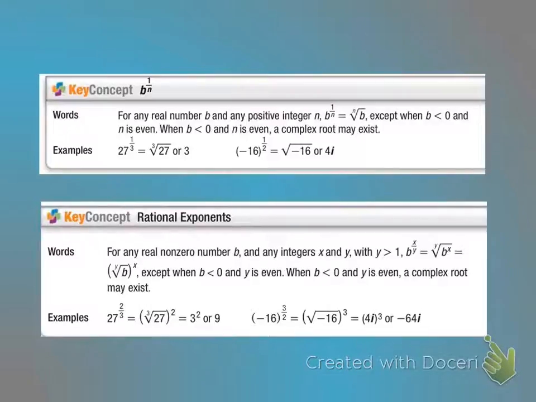The index and the denominator, that's the key. Okay, the index is your denominator. When you go from one to the other, that's the correlation. The index and denominator of your rational exponent are the same thing.